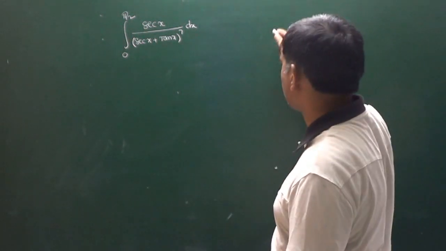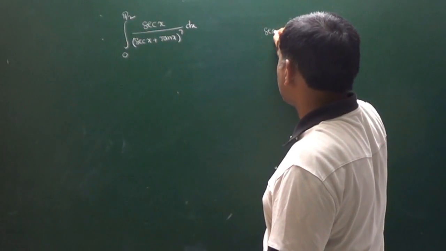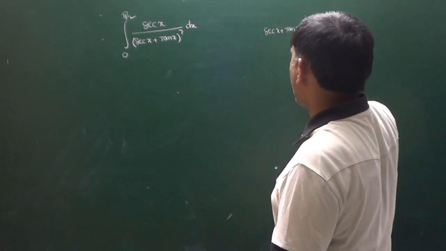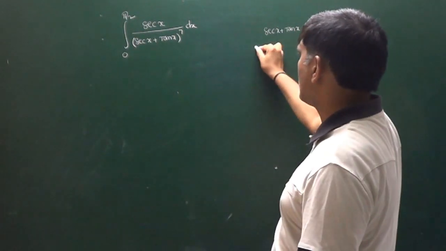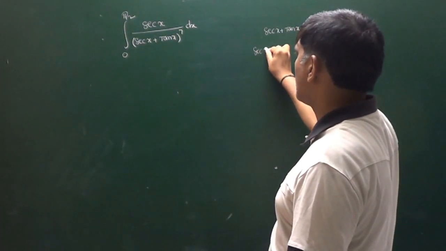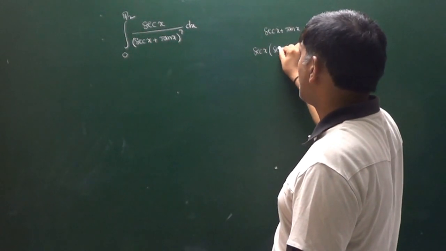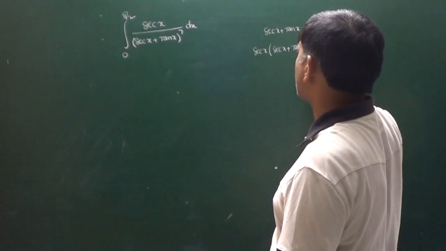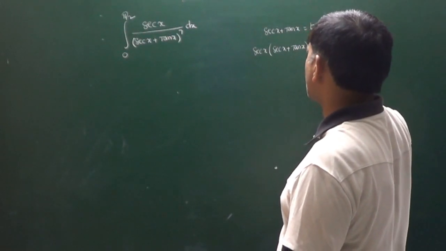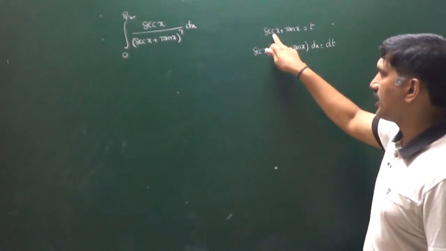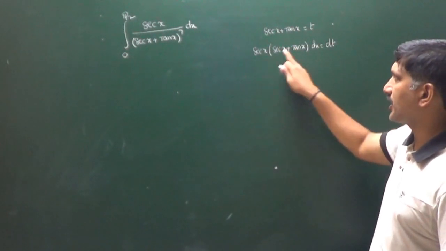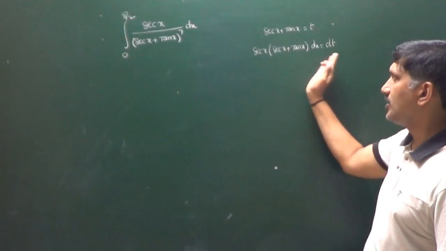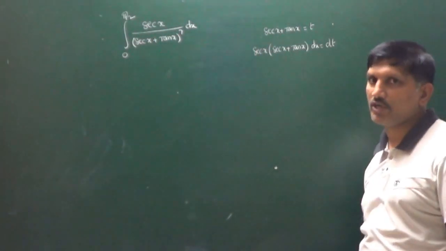Pay attention here. Secant x plus tan x is equal to, I am taking t, then its differentiation is secant x into secant x plus tan x. I hope everyone followed this step. dx is equal to dt. Secant x differentiation is secant x into tan x. Tan x differentiation is secant square x. Taking secant x common, that's why we got this one.